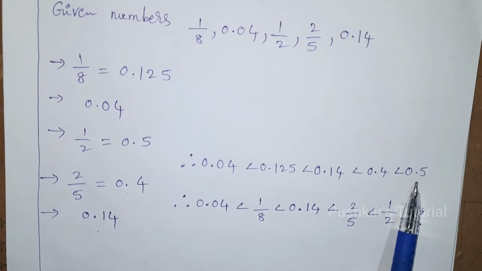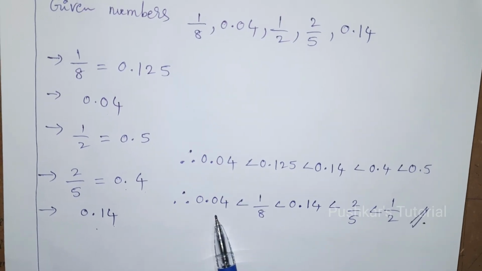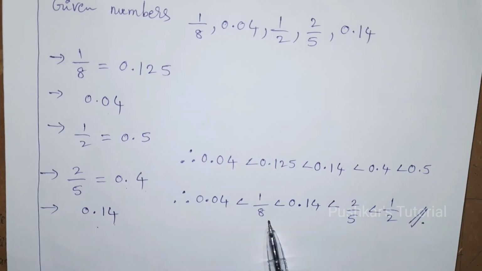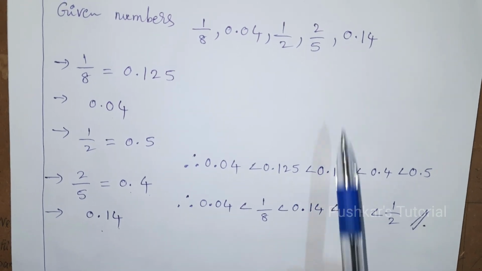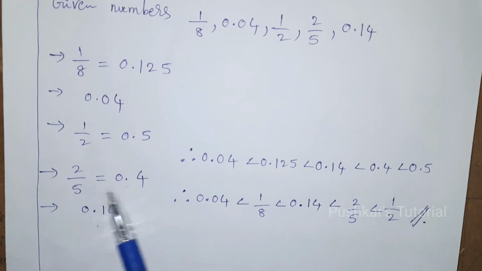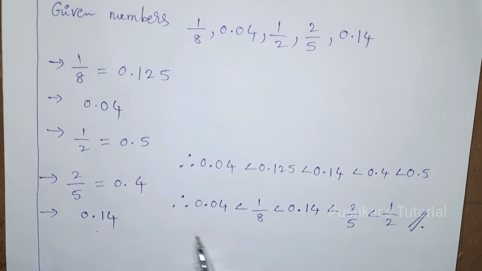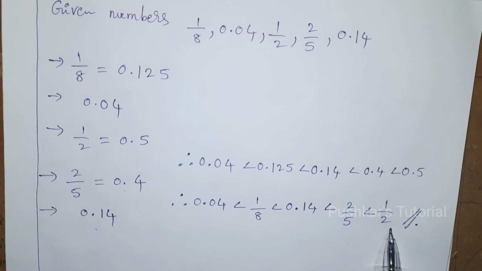Therefore, ascending order: 0.04 as it is. Instead of 0.125 we should write the given one, 1 by 8. 0.14 as it is. Instead of 0.4 we can write 2 by 5. 0.5 we can write as 1 by 2. So the ascending order is this one.